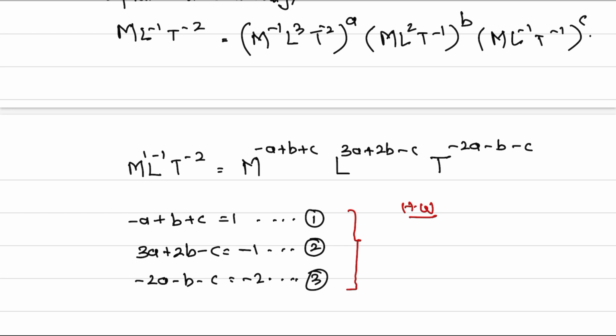I think the answers will be A is equal to 1 by 3, B is equal to minus 2 by 9, C is equal to 14 by 9.